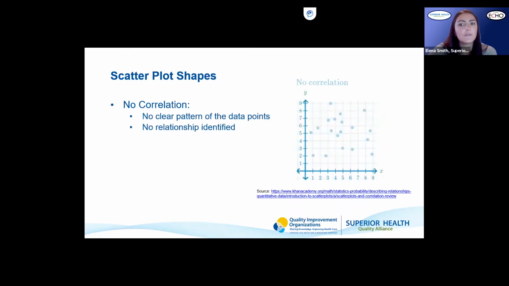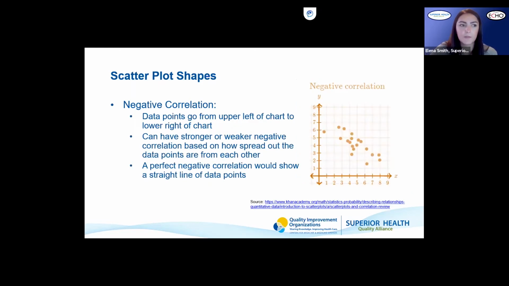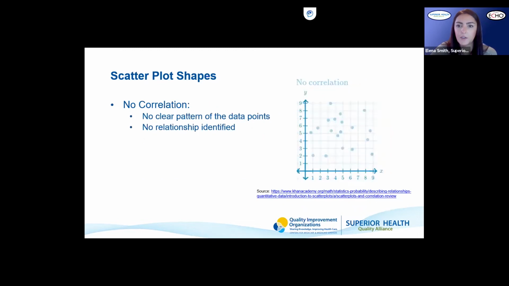And then the last one is no correlation. With this one, there's no clear pattern of the data points, so there's no real relationship identified. You can really see that here. We don't see any form of a line showing up on this. The data points are kind of all over the place, and you can really see that difference between the negative, positive, and no correlation. So with that, that's all I have for today.